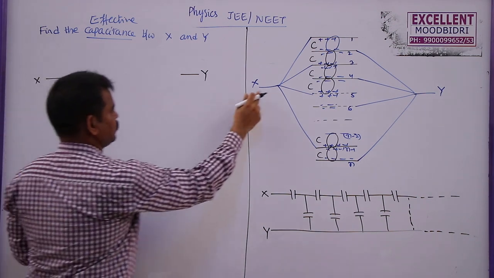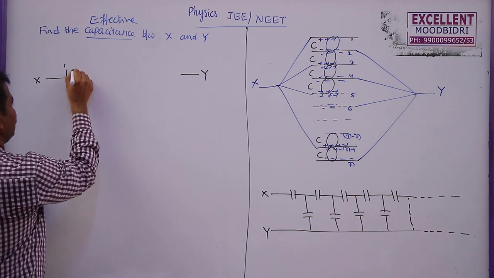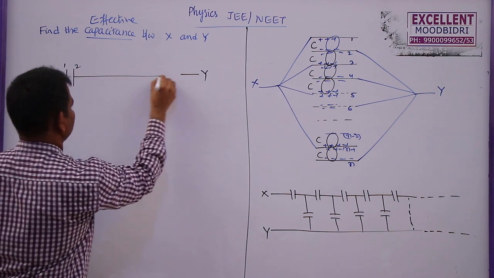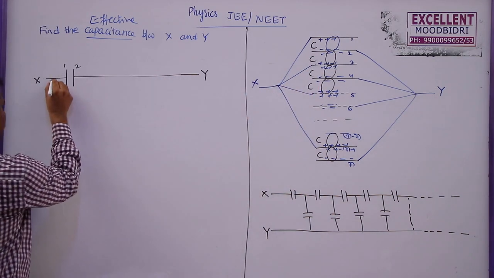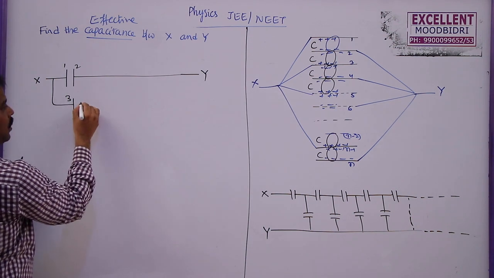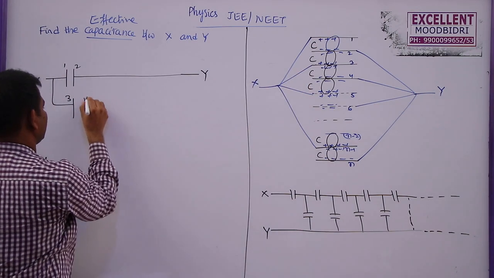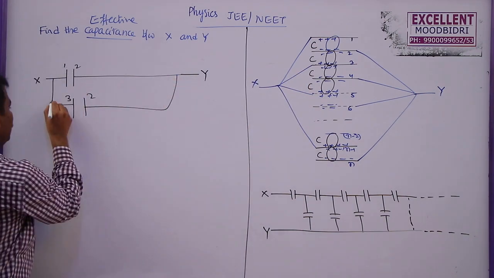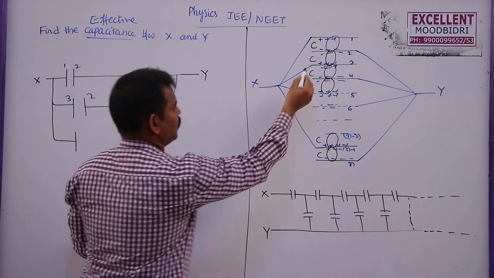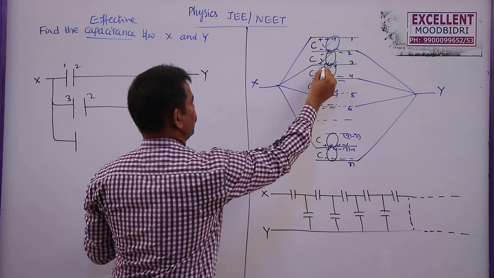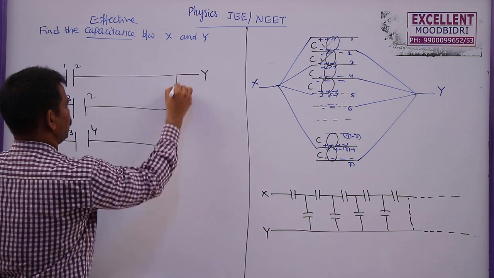X is connected to the first plate, this is plate 1, and Y is connected to the second plate. Similarly, the third plate is connected to X. So from X we are connecting the third plate, and here the third and second is a combination. So this is the second plate and it is connected to Y. Then 2, 3 is over, now 3 and 4. So 3 is common and this is 4, one more capacitor here.